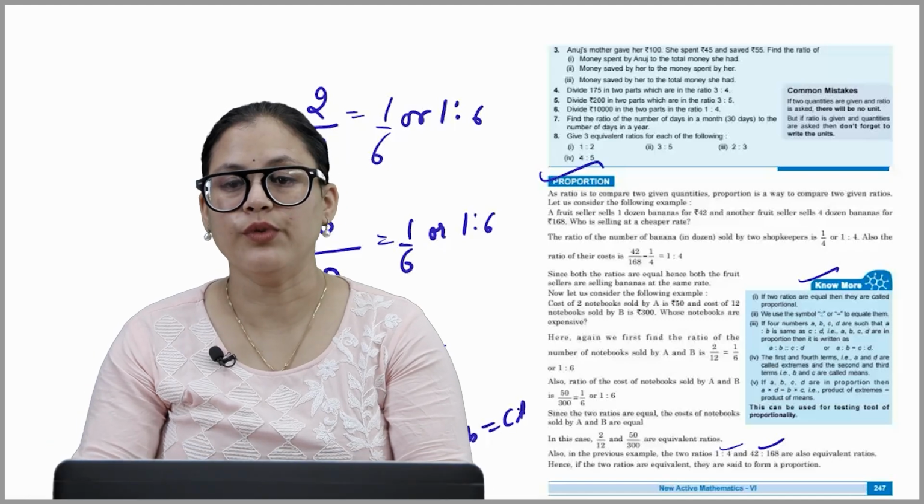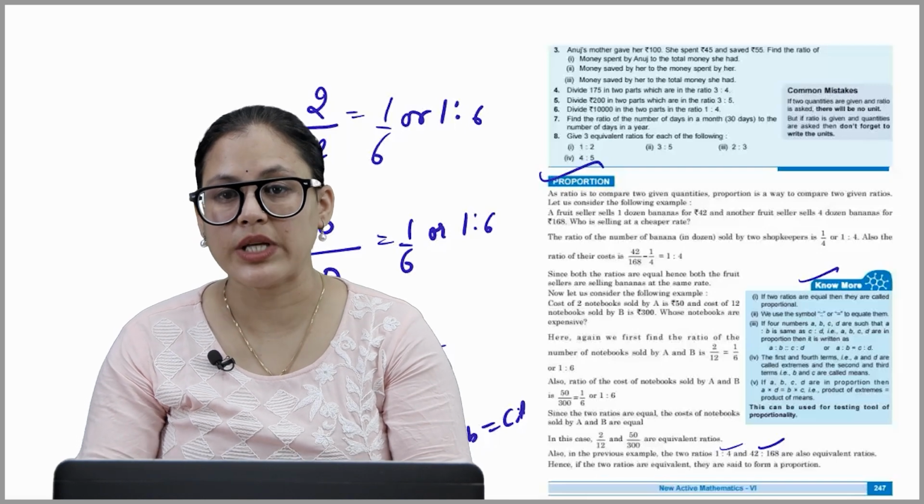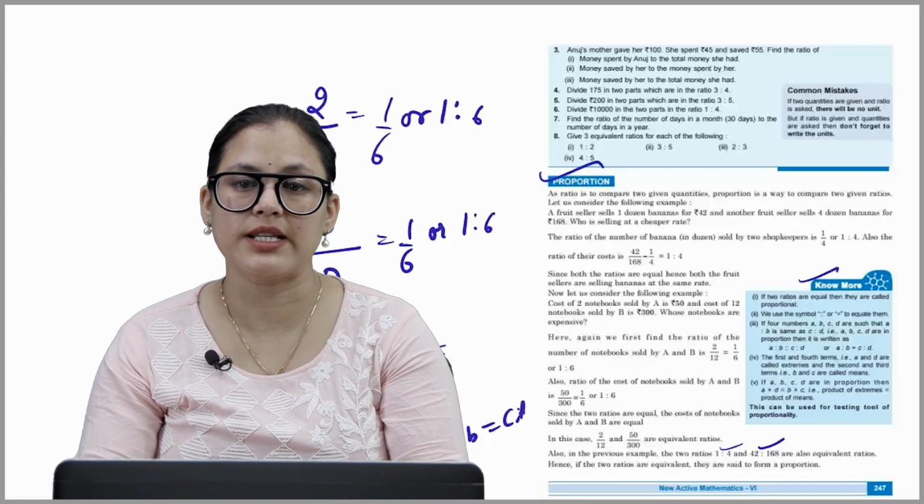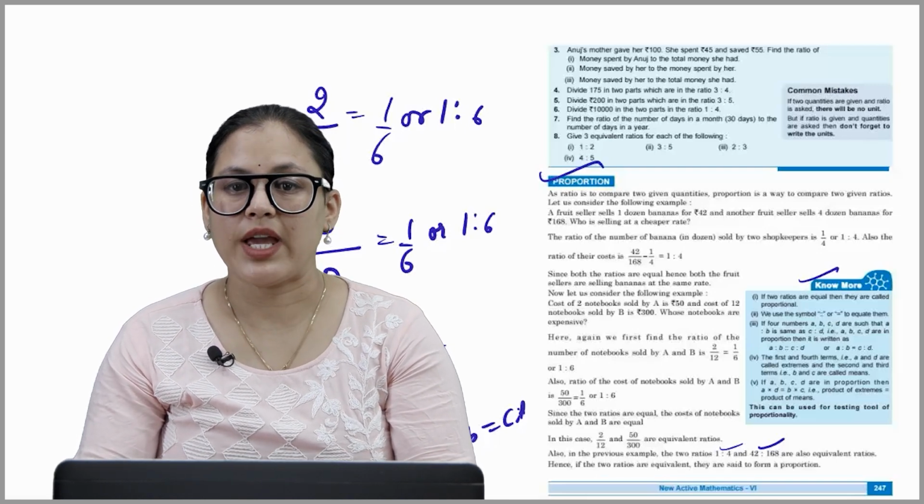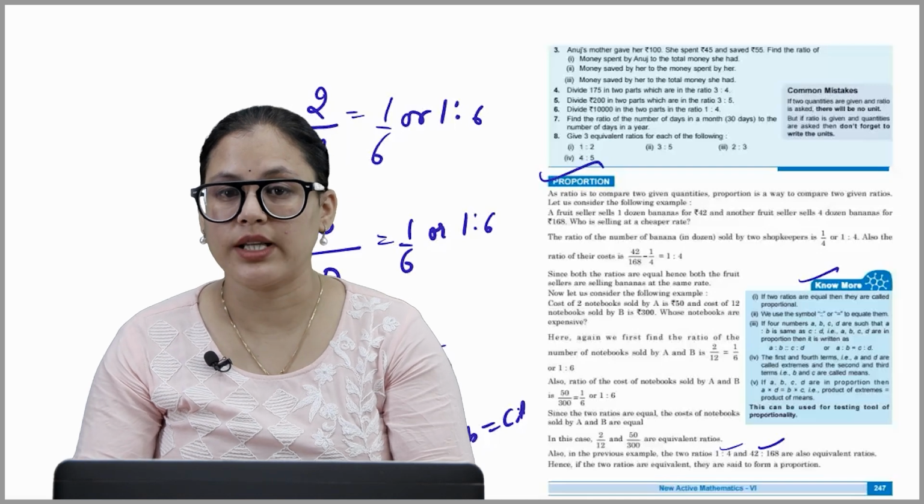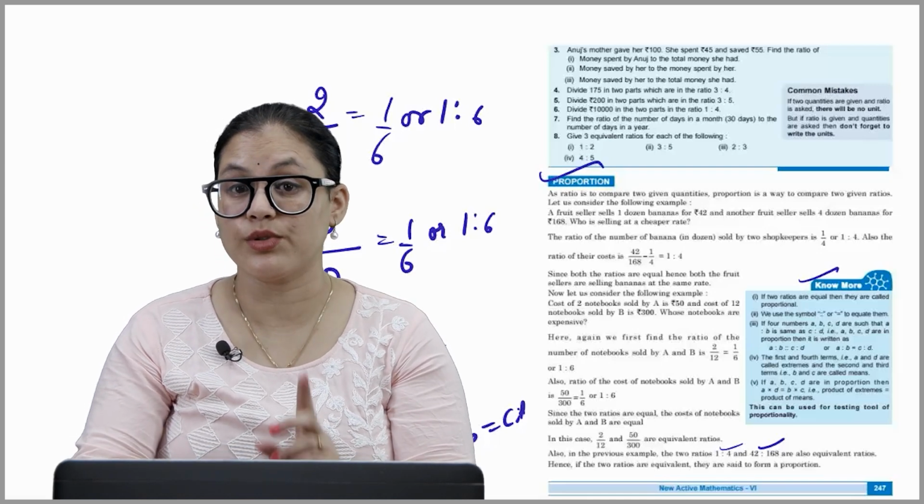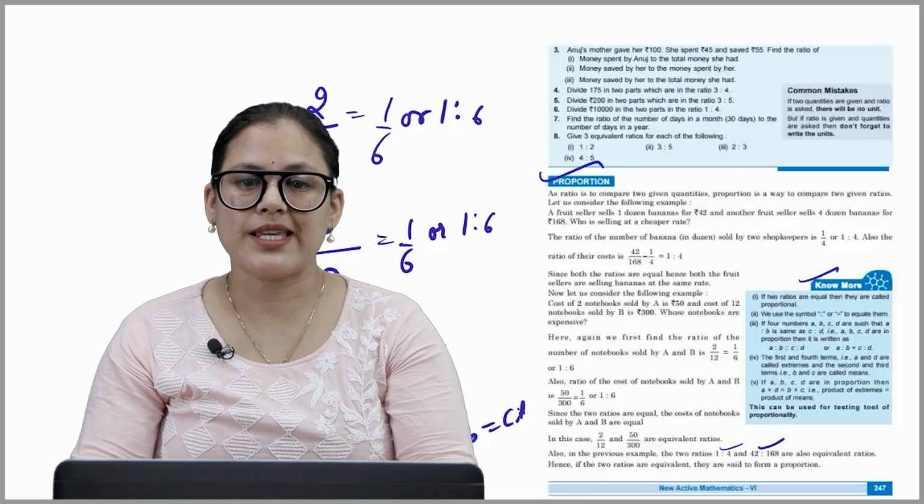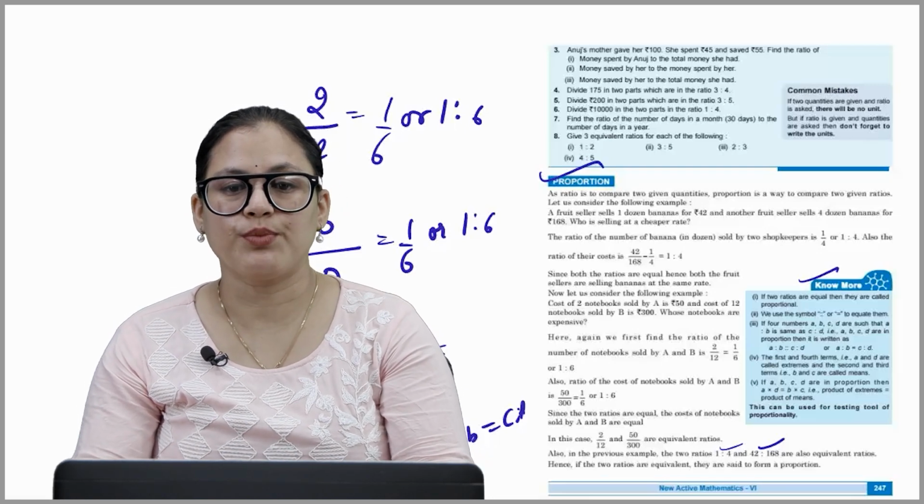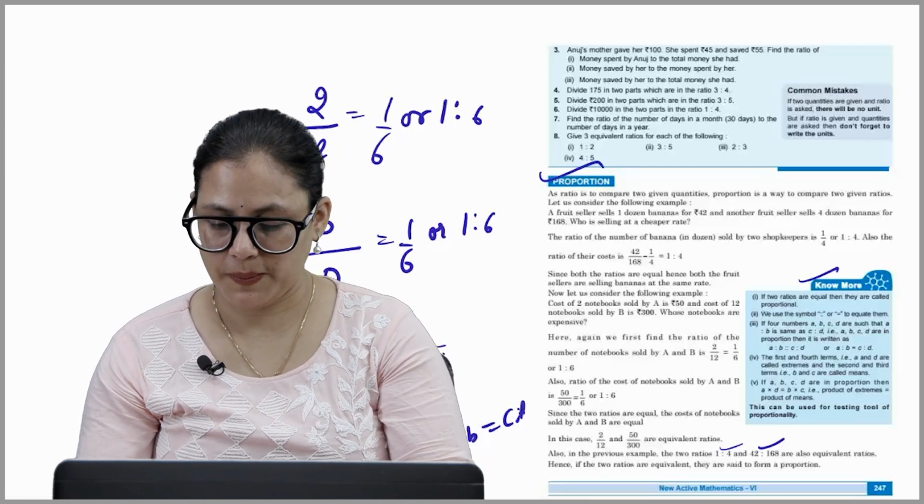4. The first and fourth terms, that is A and D, are called extremes, and the second and third terms, that is B and C, are called means. 5th, if A, B, C, D are in proportion, then A into D is equal to B into C, that is, product of extremes is equal to product of means. This can be used as a testing tool of proportionality. Okay.